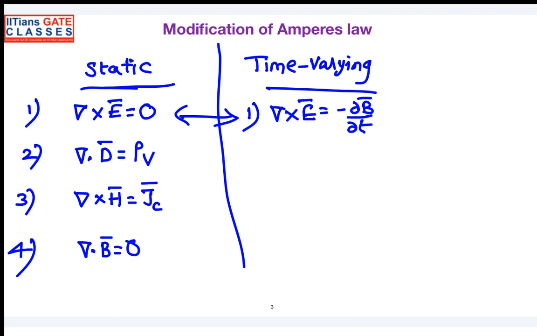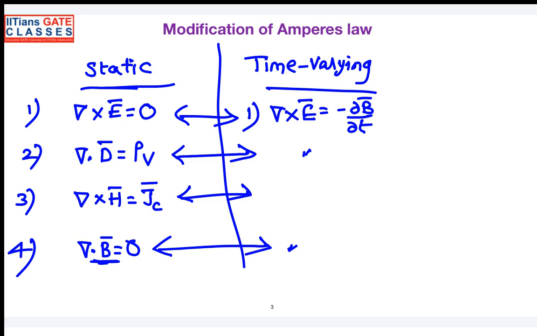And there is no change in the Gauss law. The second equation remains the same and the fourth equation remains the same, because the nature of the magnetic field will always be rotational. So the divergence of the magnetic field will always be zero. So the second and fourth equations remain the same and only the third equation is going to be modified.